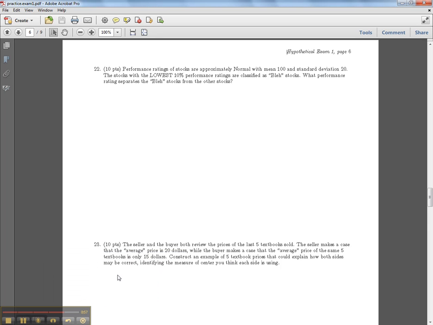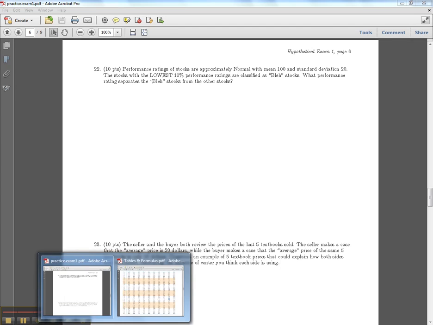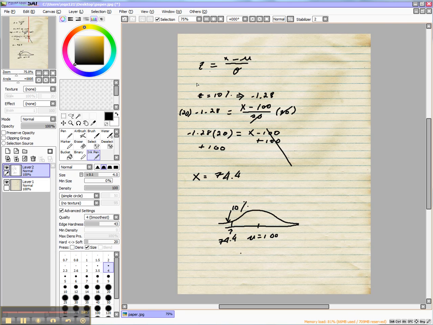All right, let's go back to the question. What performance rating separates the bleh stocks from the other stocks? 74.4. To show the work here, basically you're going to have to write everything I have here, right? Write this formula, identify everything. If you have this as your answer, you're going to get the full credit. So follow the process. That's it.